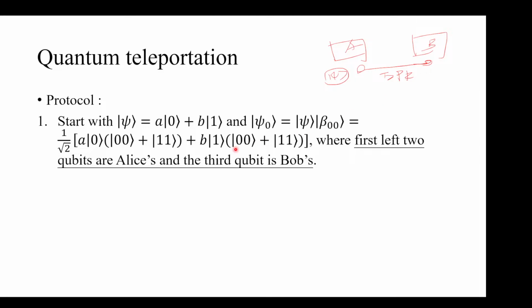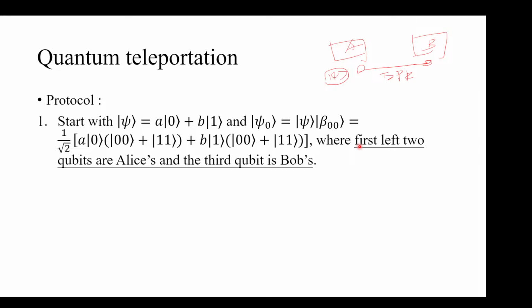The EPR pair is 00 plus 11, and the first qubit is on Alice's side. So the whole state is A0 plus B1 tensor 00 plus 11 times 1 over square root 2. You can multiply this out a little, and then you see the state is A0 tensor 00 plus 11, plus B1 tensor 00 plus 11. The first two bits of each term, 00, 01, 10, 11, are on Alice's side. And this last 0 and 1 are on Bob's side.